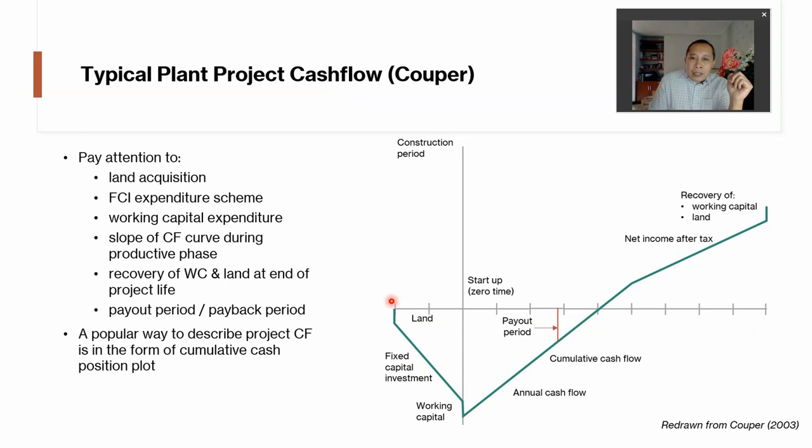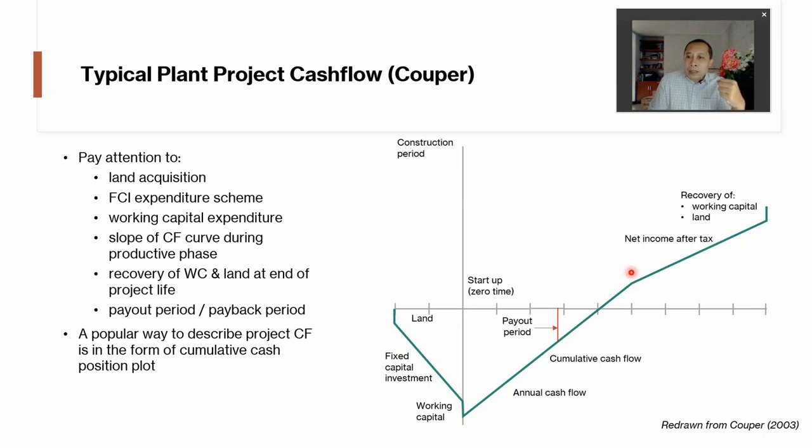Tentu saja di awal kita bisa mengharapkan ada transaksi negatif, ini artinya kita membeli lahan, biasanya di awal begitu. Kemudian yang miring ini adalah pembelanjaan fixed capital investment, artinya konstruksi pabrik. Kemudian di akhir masa konstruksi, kita membelanjakan kapital untuk modal kerja. Makanya di sini ada negatif cash flow lagi. Nah, di sini baru kita masuk masa produktif dari pabrik kita, sehingga kemudian slope-nya menjadi positif.